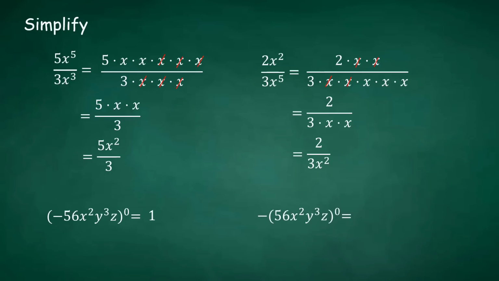Negative, open parenthesis 56x squared, y cubed, z, close parenthesis raised to the power of 0. The parenthetical portion still simplifies to 1, but this time the negative is out in front of the parentheses, that is, outside the power of 0, so the exponent doesn't touch it. So the answer in this case is negative 1.